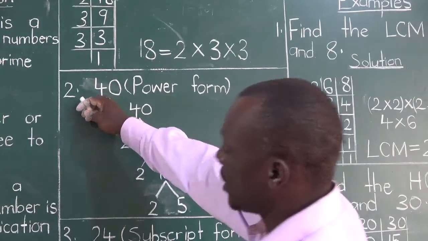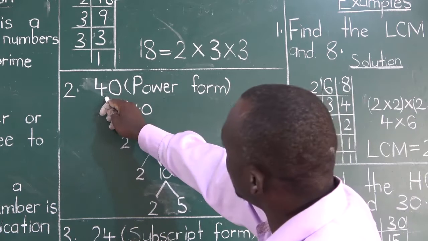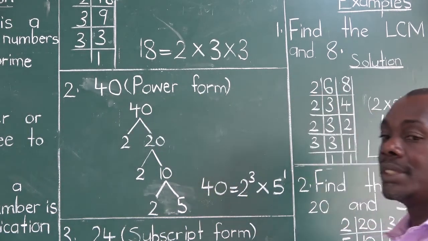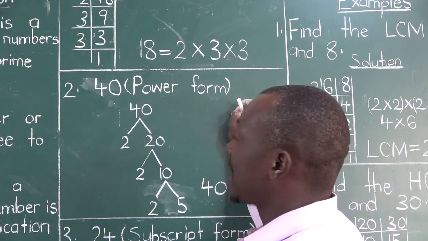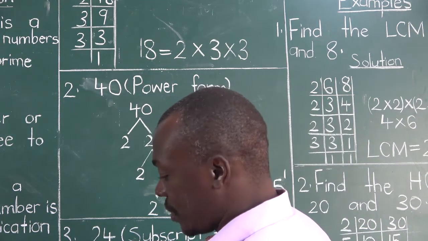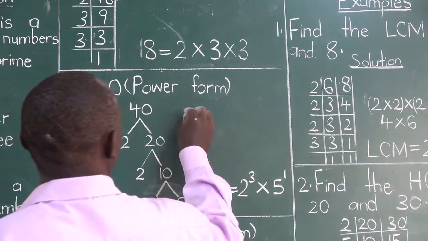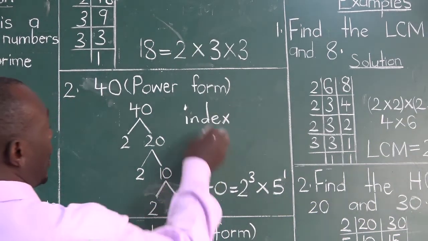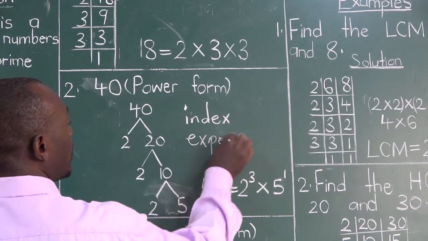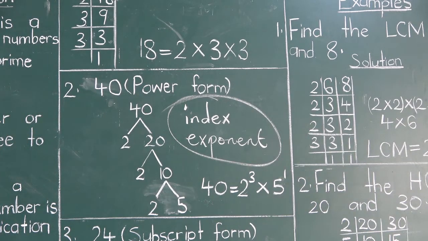Then number 2 says prime factorize 40 and give your answer in power form. We say power form is the same as index form and it's the same as exponent form. So when they say index form, they mean exponent form. When you see the word index, the singular form of indices, they can as well say exponent form. So whether you say exponents or indices or index form, please use that power form.